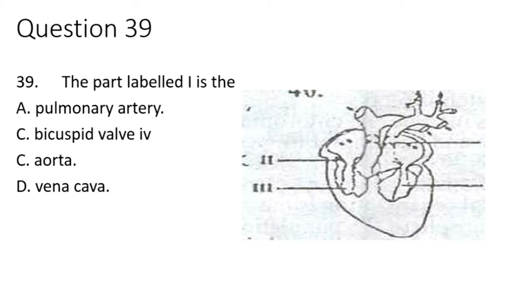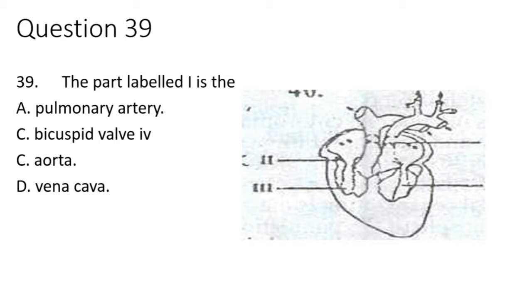Now, consider the options very well. The pulmonary artery is the only artery in mammals that carries deoxygenated blood. It carries the deoxygenated blood from the right ventricle to the lungs for oxygenation.